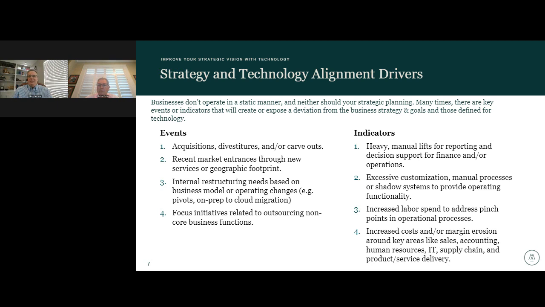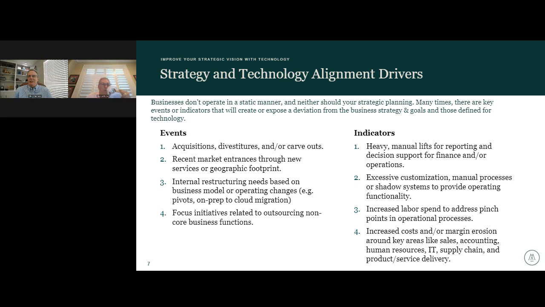And in addition to the events, some of the indicators you may see in the business that drive this would be heavy manual lists for reporting and decision support for finance or operations. This is one we see more often than not. And typically the complaint is, I don't have the decision support until the decision's already been made. And so the idea here is that if you're seeing these indicators, what are the gaps in the systems currently that are preventing you from getting that essential information?